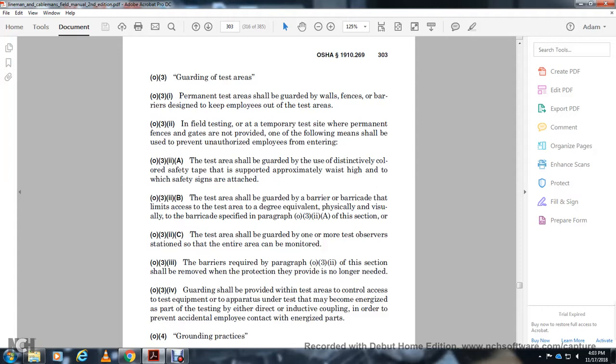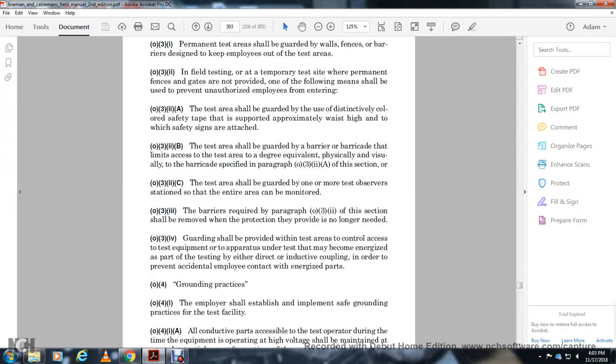The barrier required by paragraph 3.2 of this section shall be removed when the protection provided is no longer needed. The guarding shall provide within the test control the access to test equipment and apparatus that may become energized as part of the testing, in order to prevent accidental employee contact with energized parts.